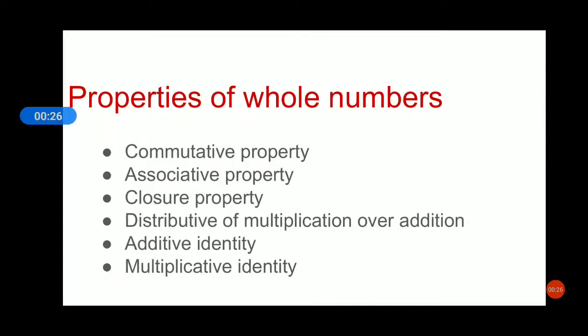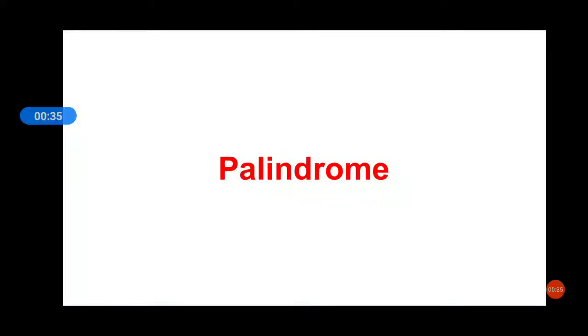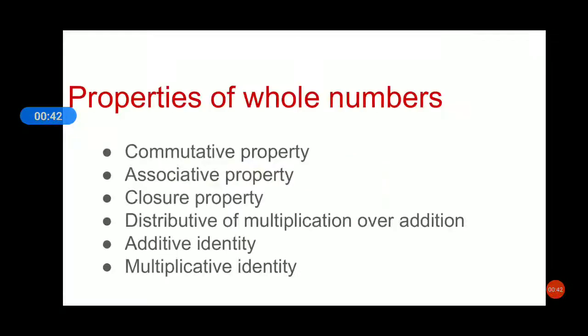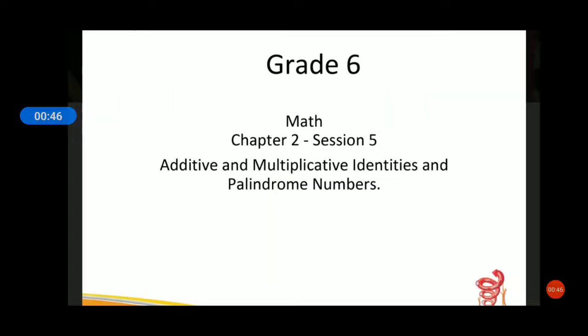Today we are going to see about additive identity and multiplicative identity. These two topics we are going to see. Then we are going to see about the palindrome in this video. Okay, students? We will see about the properties of 0, that is additive identity. First, we will see an example of additive identity.